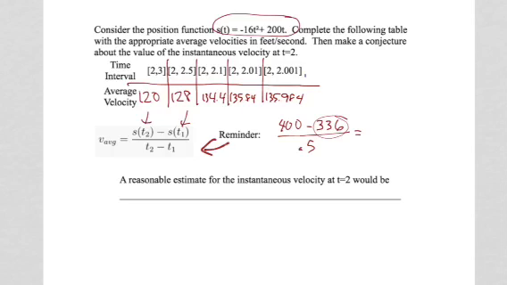A reasonable estimate for the instantaneous velocity at t equals 2, well, I'd say that those numbers in that table seem to be getting closer and closer to 136 feet per second.